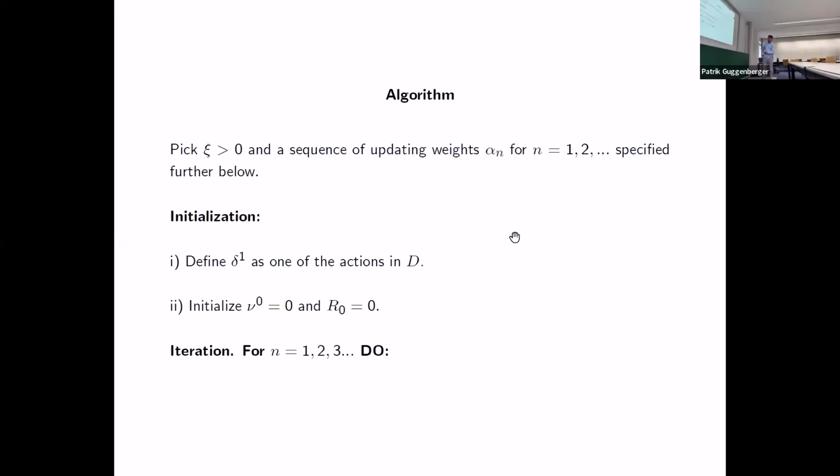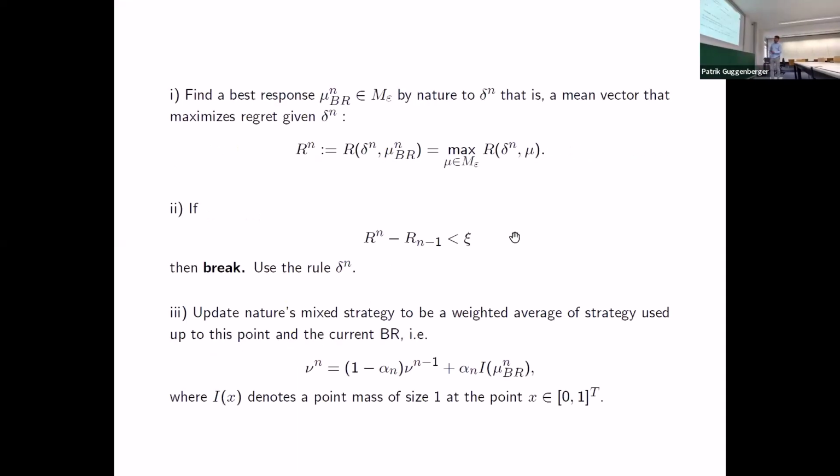Okay, so we initialize with an arbitrary treatment policy delta 1, one of the actions in the set of non-randomized rules D. And we further initialize nu by setting it equal to 0. Nu will grow into the mixed strategy by nature, and R naught is initialized at 0. R naught is a lower bound on the maximal regret, a lower bound on the minimax regret value. Okay, so with these initializations, let's look at the iteration step of the algorithm.